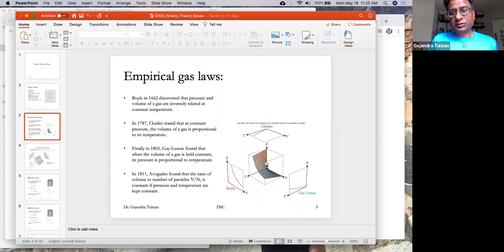Now, what this graph shows you is a two-dimensional surface plotted on pressure, volume, and temperature, those three thermodynamic parameters.